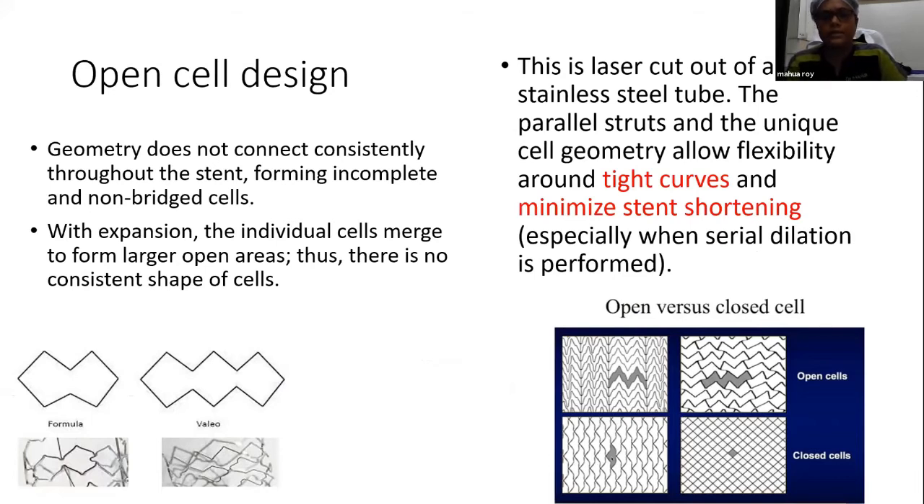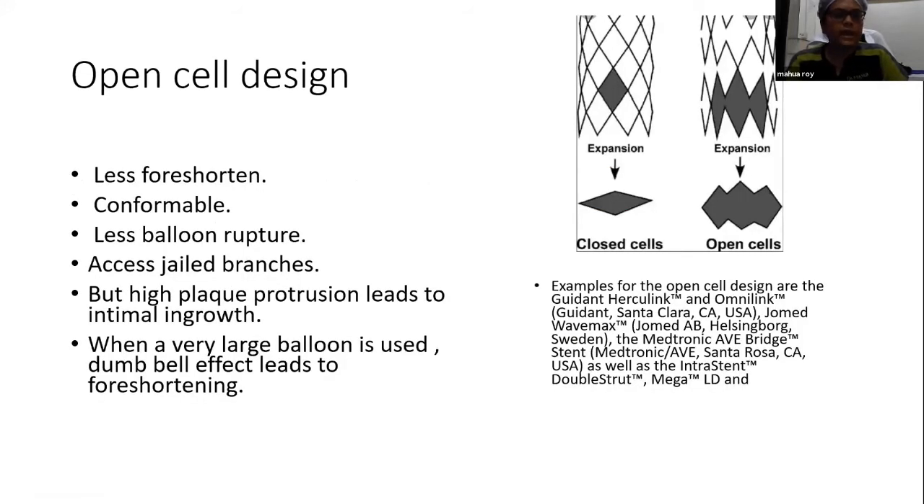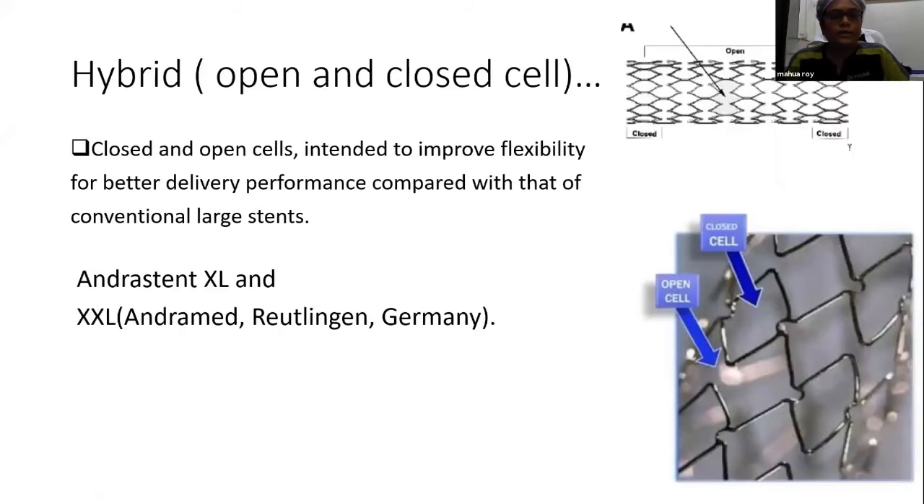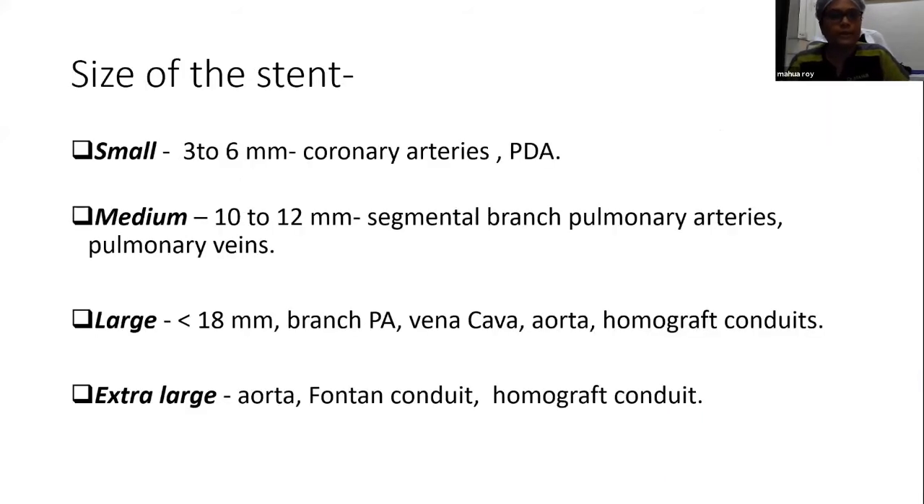It has other advantages, like if we are dealing with a curved structure, then this open cell design can take the shape of that curve. There are other advantages, like less chance of balloon rupture. But these are also not devoid of disadvantages, like it can cause high plaque protrusion. And there is a concept of hybrid cell, like in the Andra stent, which is made up of open plus closed cell. Size-wise, stents can be divided into small, medium, large, or extra large.